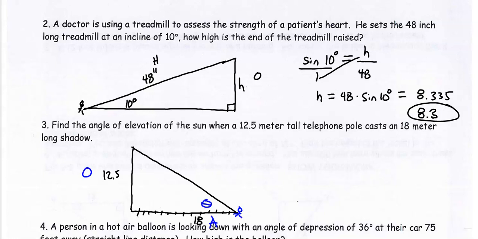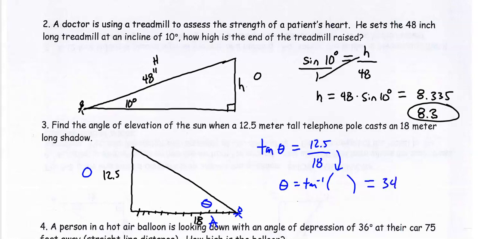That's a tangent problem. Tangent of I don't know is opposite on top of adjacent. So to find the missing angle, we need to inverse that thing. So second tan, 12.5 divided by 18, bam, 34.7778, rounding to the nearest tenth. We're looking at 34.8. Checks out. Let's move on to number 4.